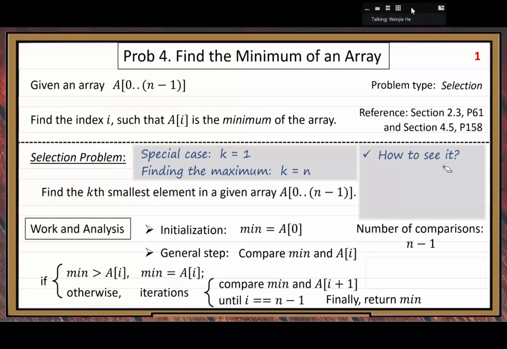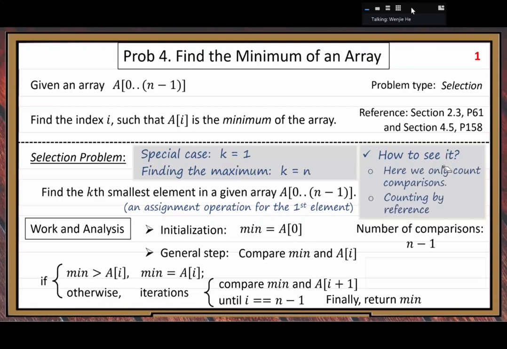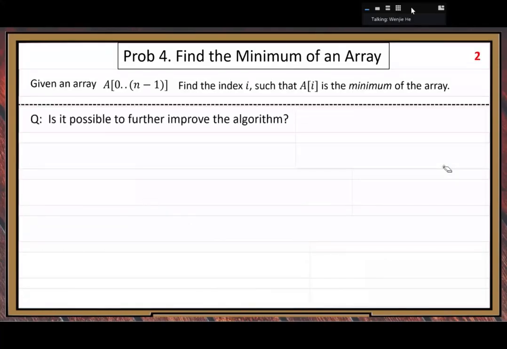So we already finished the counting. Here, we can also use counting by reference. But because it's so easy, I do not need to elaborate more. We just move to the optimality step. Still, I talk about counting by reference, but let's look at the next question.